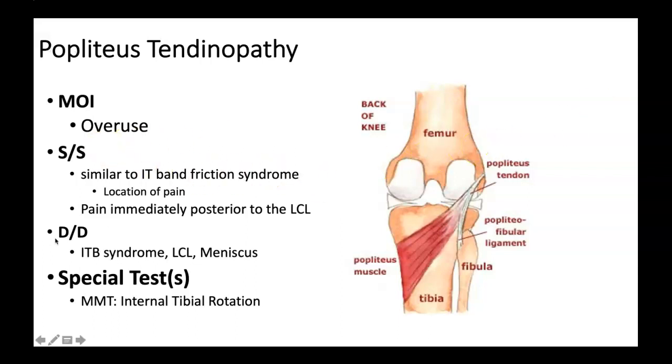In terms of differential diagnosis, it's the same as it was for IT band syndrome. So we're going to rule out IT band syndrome, we're going to rule out LCL, and we're going to rule out meniscus, right? Because they all live right in this posterior corner. And then finally, our manual muscle test is going to be tibial internal rotation, and then the screw home mechanism, right? Because the popliteus is hugely responsible for doing what? Controlling the screw home mechanism.